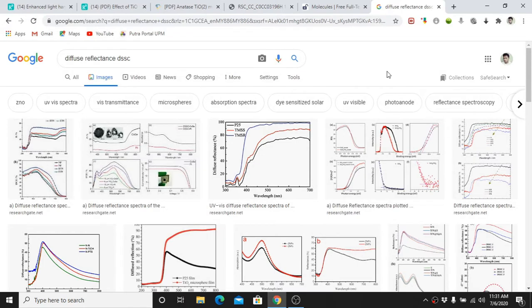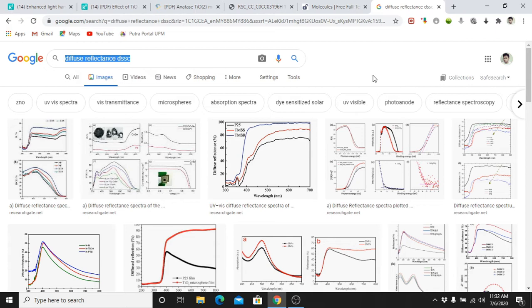So today we're going to discuss diffuse reflectance in DSSC. If you Google diffuse reflectance in DSSC in the images, you can get the graph. On the y-axis is the diffuse reflectance and on the x-axis is the wavelength. So this graph is a complementary analysis for light scattering. When we have this graph, how significant is it to our result, and how significant can it give the evidence about our light scattering properties?